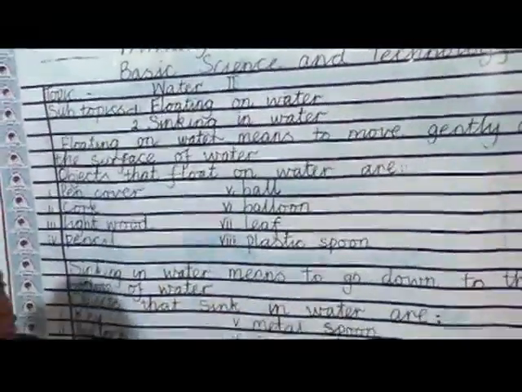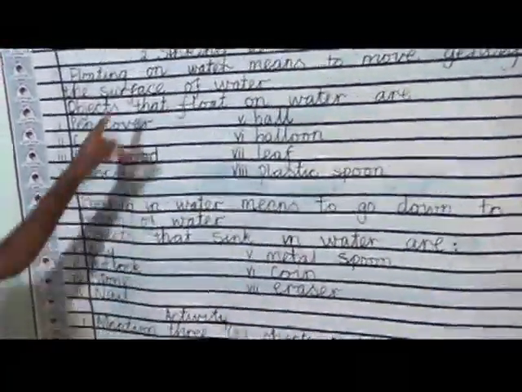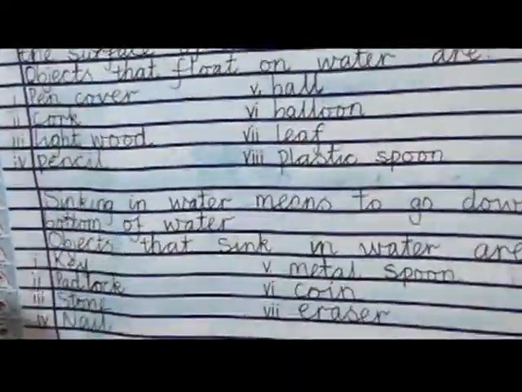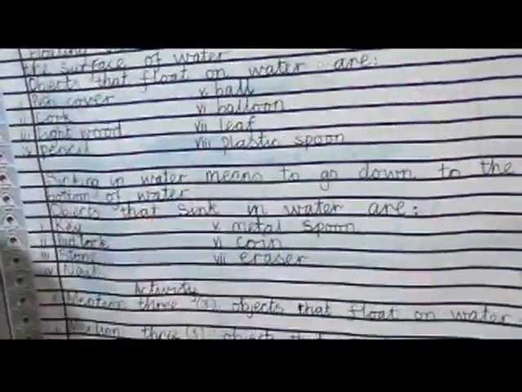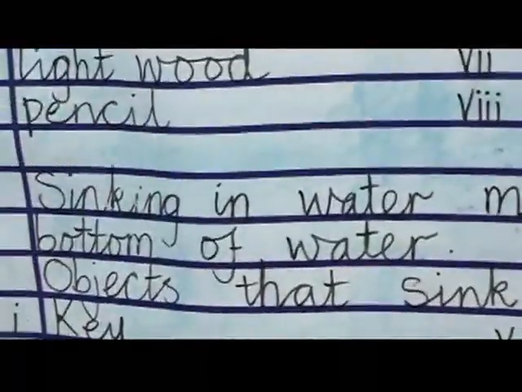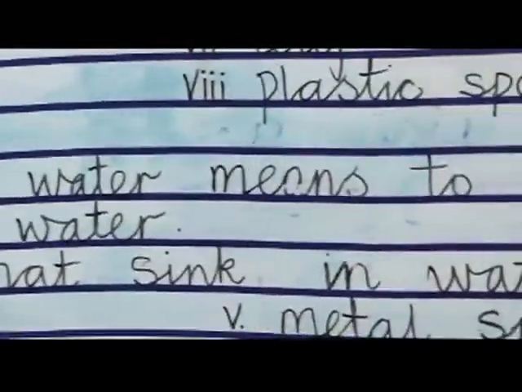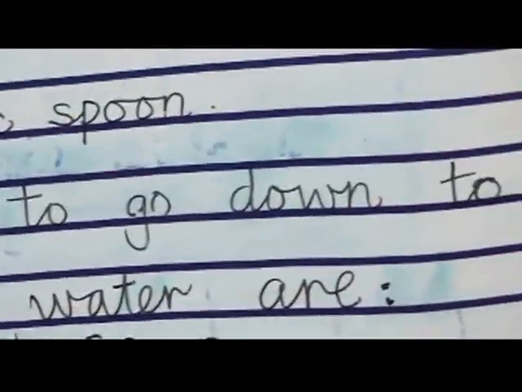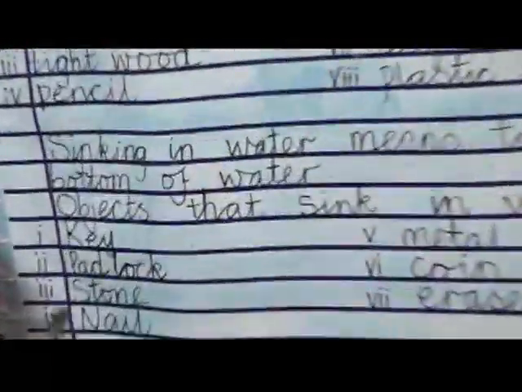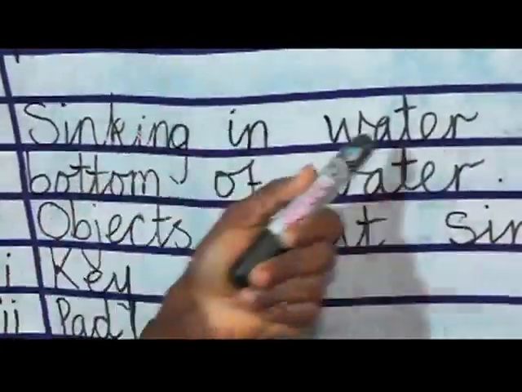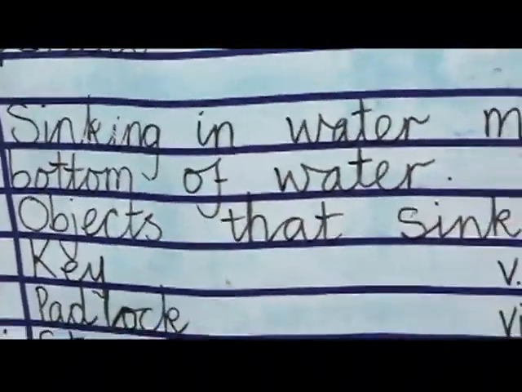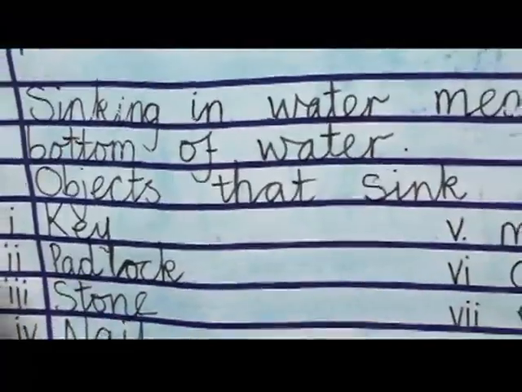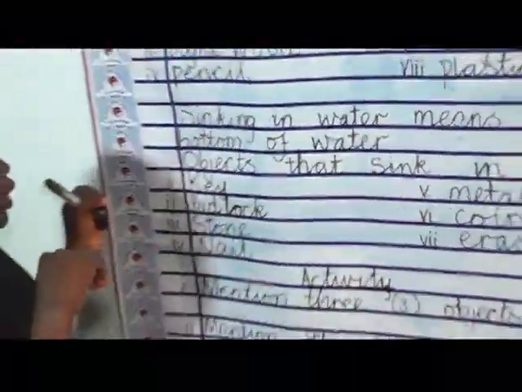Sinking in water means what? That is the second part of the topic. Sinking in water means to go down to the bottom of water. When you keep an object in the container of your water and you observe that the object goes down to the bottom of the water, you say that that object sinks in water. So it means when an object goes down to the bottom of the water, the object sinks in water.